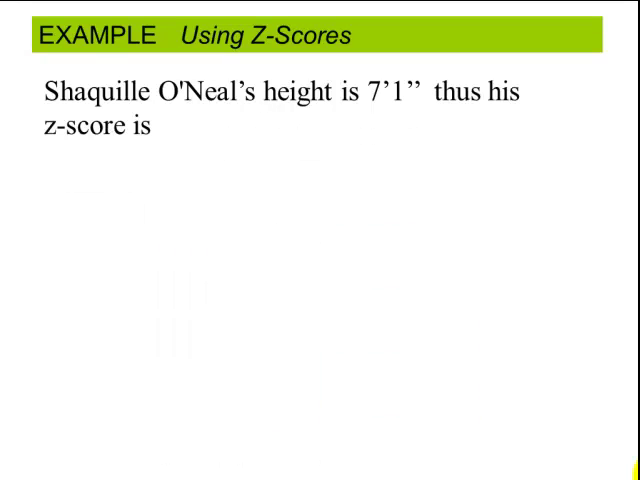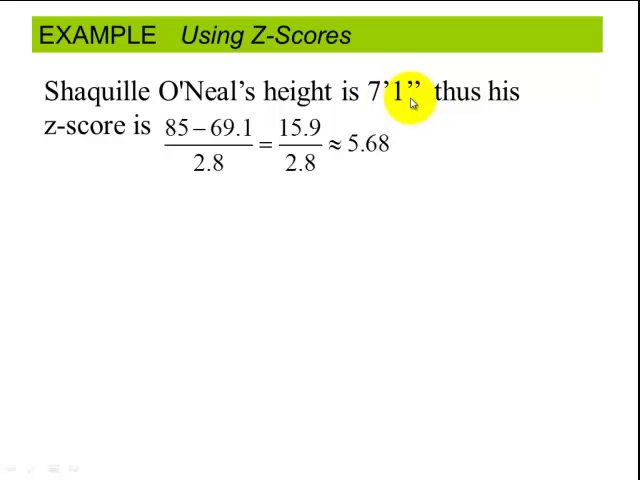Shaquille O'Neal's height is 7'1". First step, we have to change this and put it in inches. 7 foot 1 inch is 7 times 12 plus 1, which is 85. I subtract the mean, 69.1, and divide by 2.8, the standard deviation. So our z-score for Shaquille O'Neal's height is 5.68.